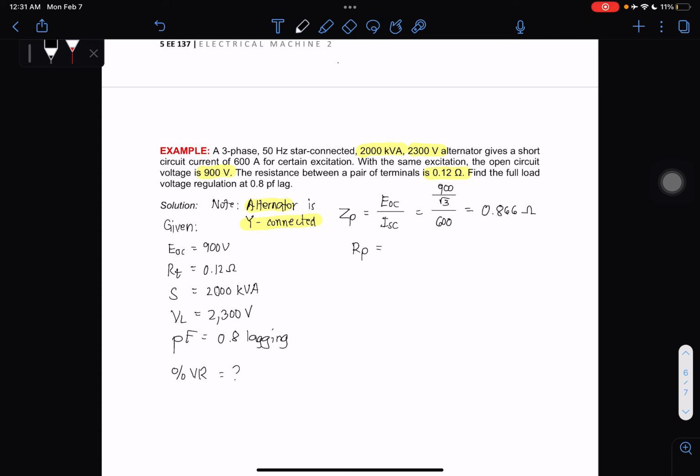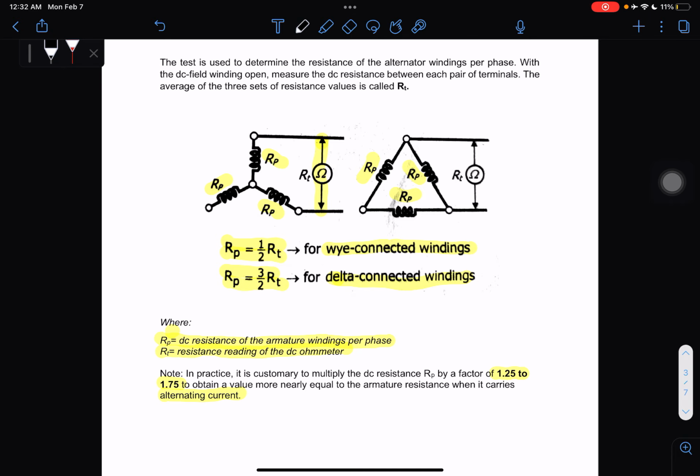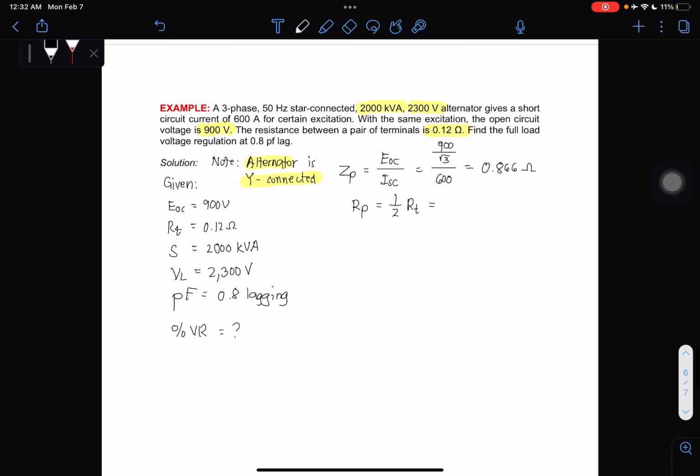And pwede po mo solve sa tong RP. So unsa gali ng RP? So ato ang RP is the DC resistance of the armature windings per phase. Since giingon Y connected, so we will use the 1/2 RT. So makita na asa man na formula ma'am. So makita na sa resistance test on alternator diri sa taas. So connected ra gyapon ni siya, no. So there are 1/2 RT. Substitute 1/2 na 0.12 ohms. So our RP will be 0.06 ohms.